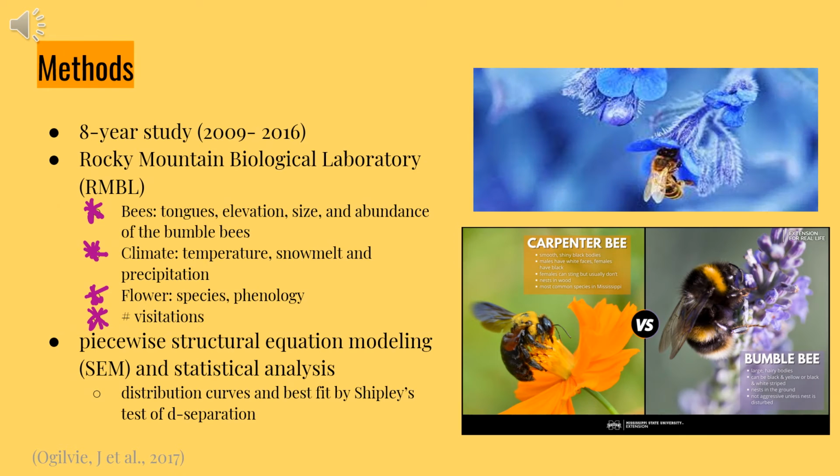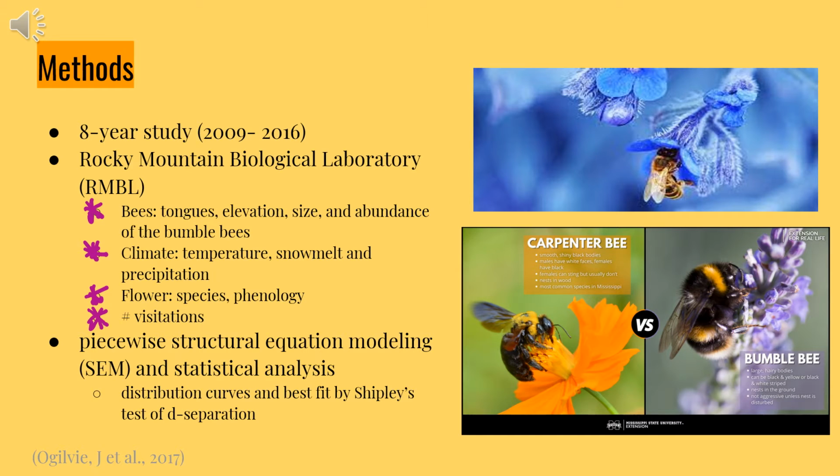This study gathered data for 8 years, from 2009 to 2016, and was compared to the past data of the Rocky Mountain Biological Laboratory. The data of the bees took into account the tongue length, elevation, size, and abundance, while climate took in the temperature, snowmelt, and precipitation. And with flowering, they took into account the species and the phenology.